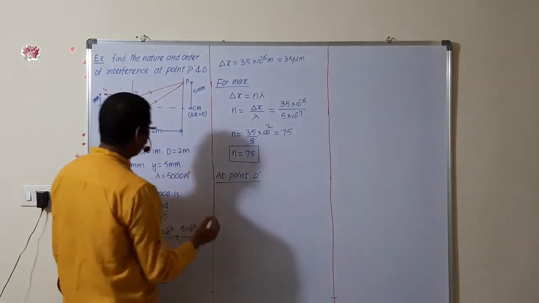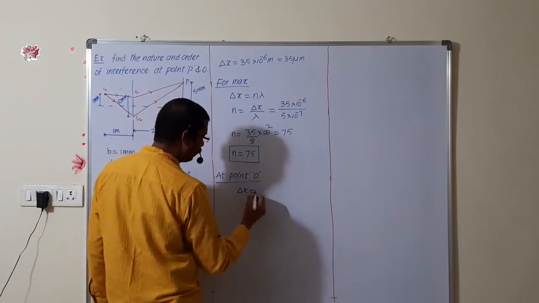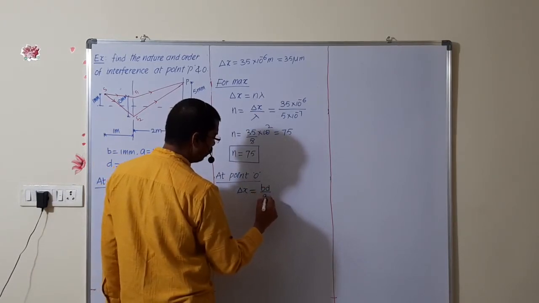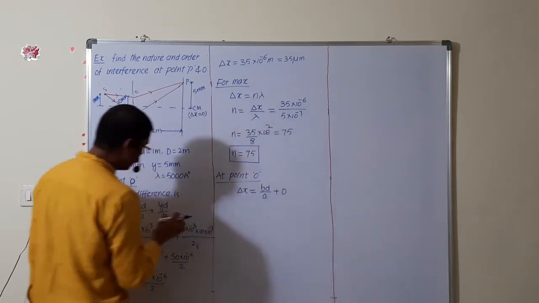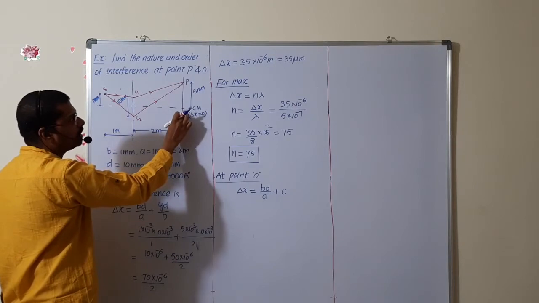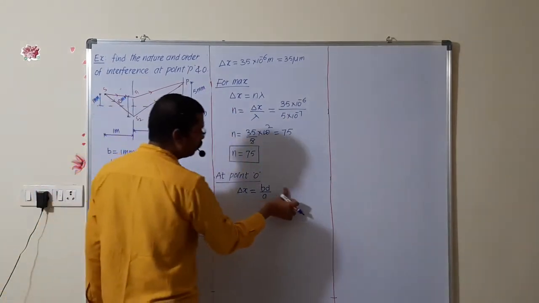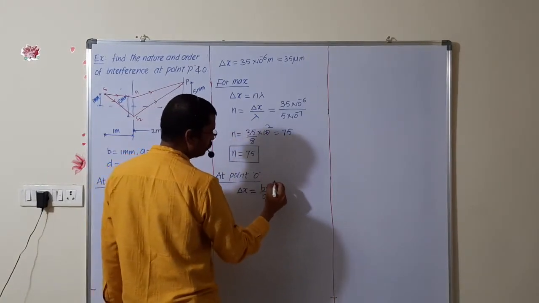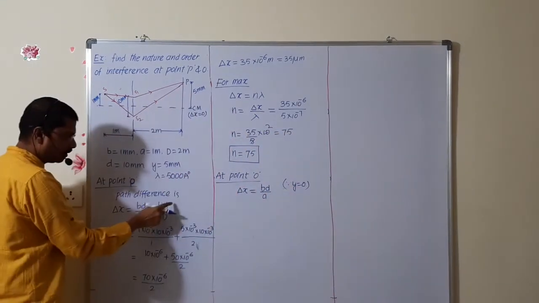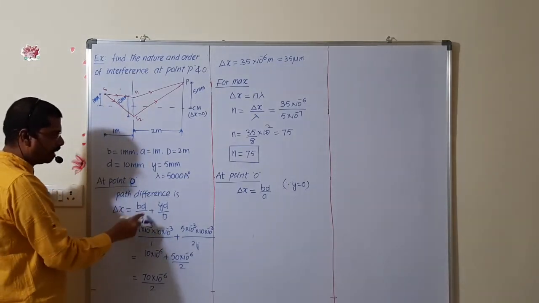Then at point O we are writing delta x. Here again I am writing the formula: delta x is equal to BD upon small a plus 0. Why? Because this is the y value, and the y value is located at the point O, at its center. This y value is 0. That's why this total part is 0. At point O, y is equal to 0. Then delta x equals BD upon a.